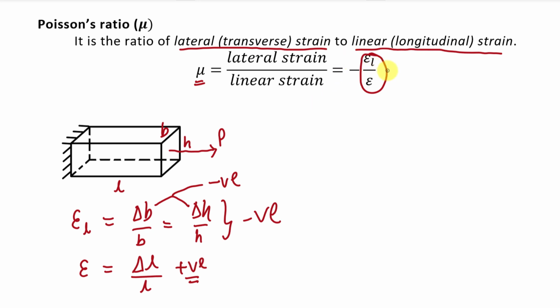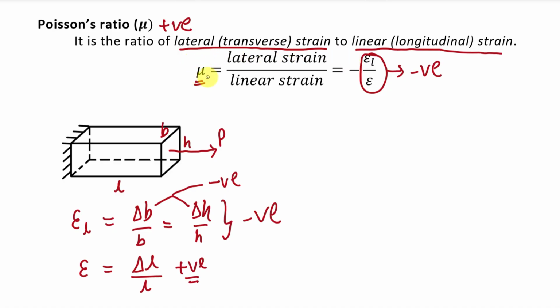So finally this ratio will be negative, and we take the value of mu as a positive value. So to make this ratio positive, we take a negative sign here. So this ratio will be positive, right? So finally the Poisson ratio will be a positive value. So understand that to take the value of Poisson ratio as a positive value, we take a negative sign here.